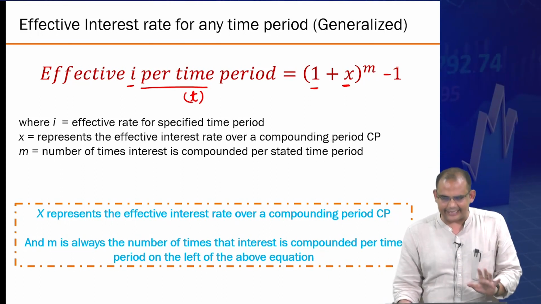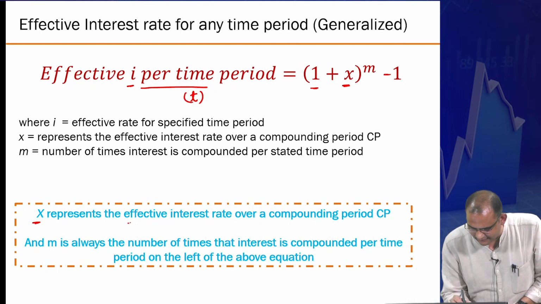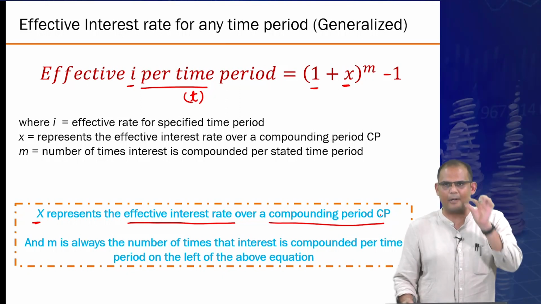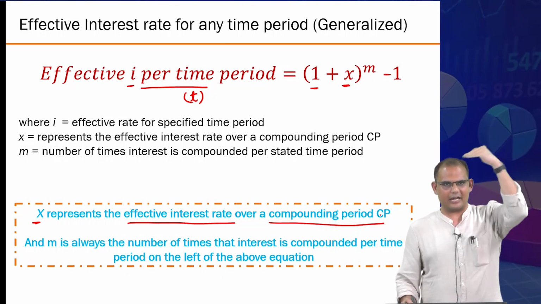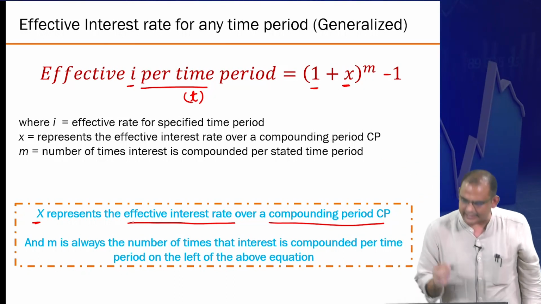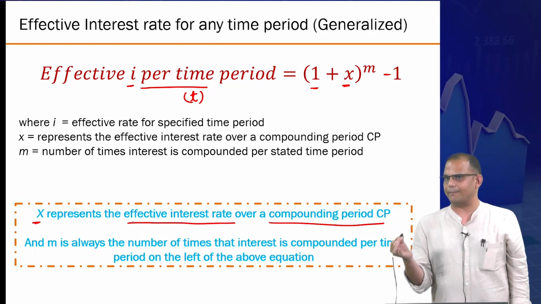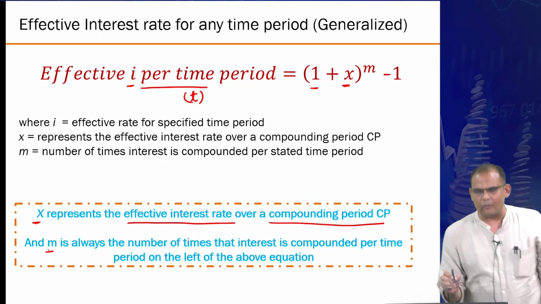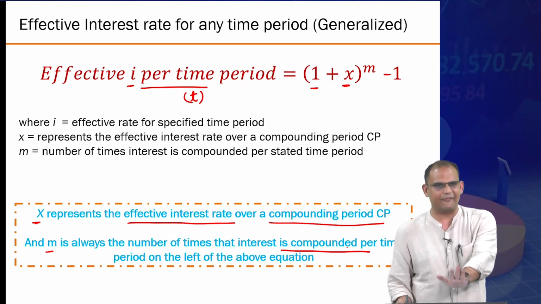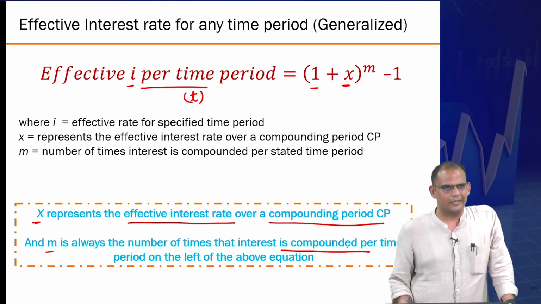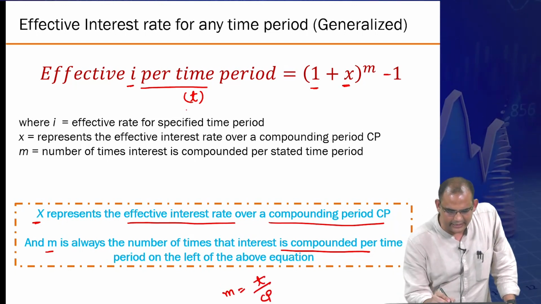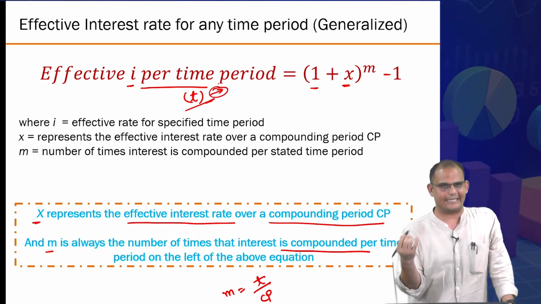In that case, the x is the effective interest rate over whatever compounding period is given to you. Compounding period becomes your unit where you have to transfer and then transfer back. Always look for the compounding period information. So x is the effective interest rate in any compounding period, and M is always the number of times that interest is compounded per time period on the left hand side of the above equation. Okay, so M is always this T by Cp. T is whatever is mentioned here or whatever you need to estimate.